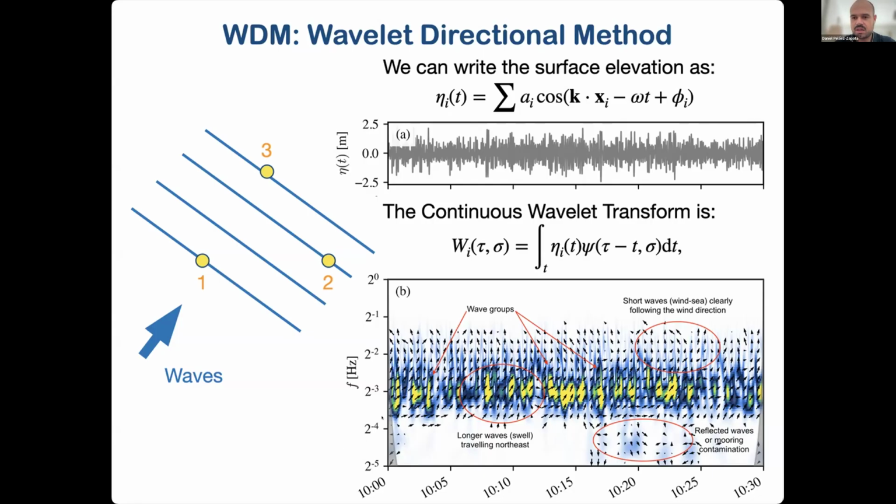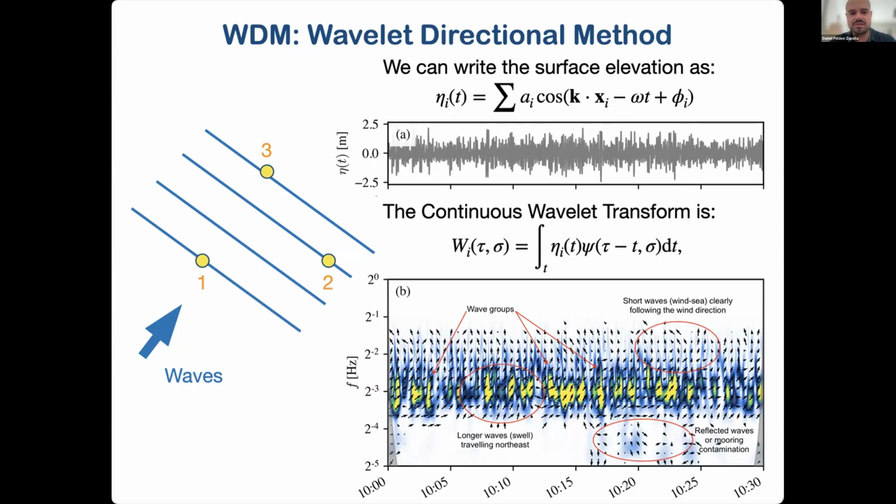in time of the wave energy. So you can see, for example, the appearance of wave groups, when they appear, and what the wave direction associated to those wave groups is. You can see other things, like when there are some reflected waves or contamination due to mirroring in the case of buoys. You can also see the short waves changing direction. So that's pretty much what you can obtain using the wavelet directional method.